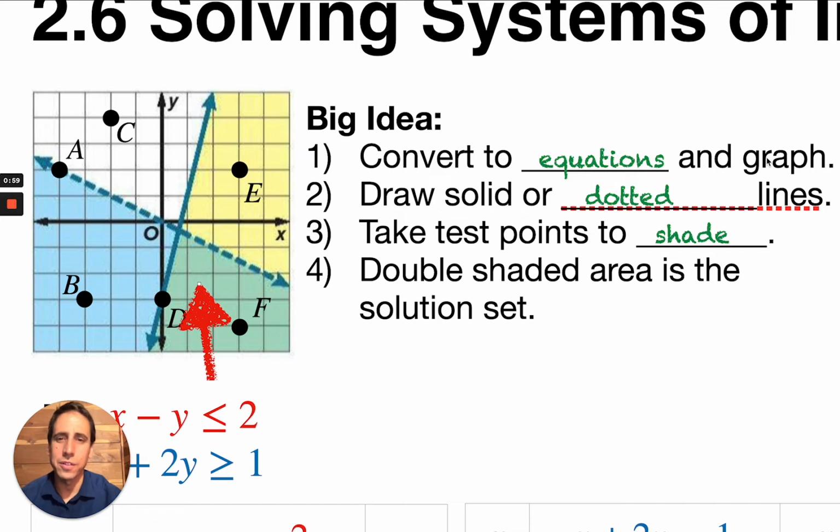This is not new. We did this in chapter 1. This line right here is a solid line. This line right here is a dotted line. And then take test points to shade. So you can test 0, 0 often, but if you can't, then you choose any point that's not on the line, and you figure out which half of the plane you shade. This bottom half got shaded blue, both these parts right here, and this right half got shaded yellow.